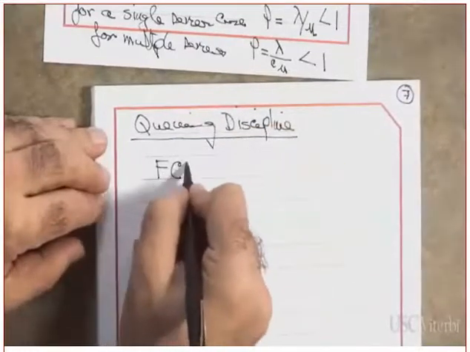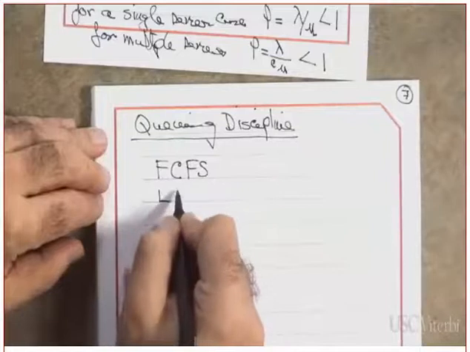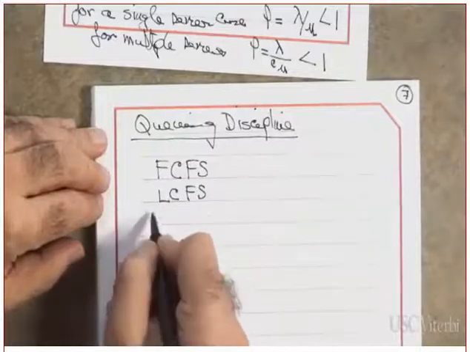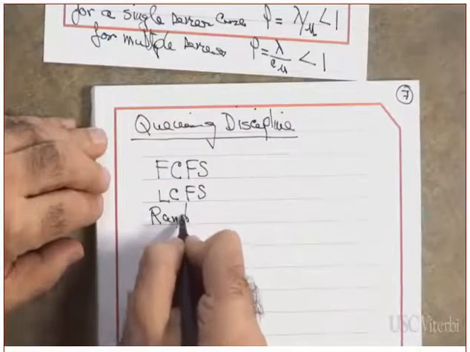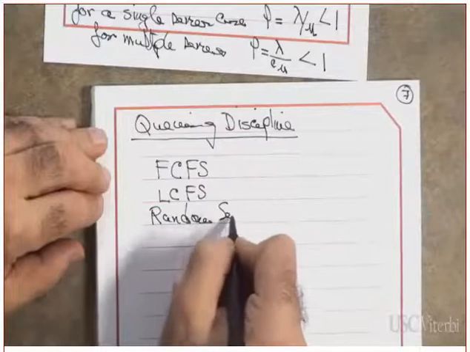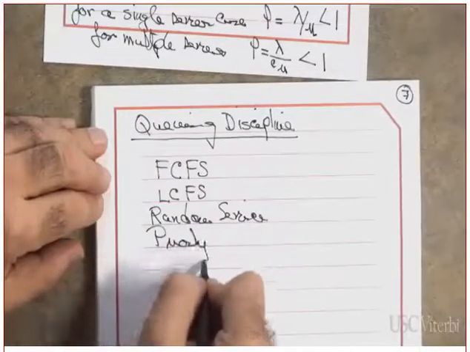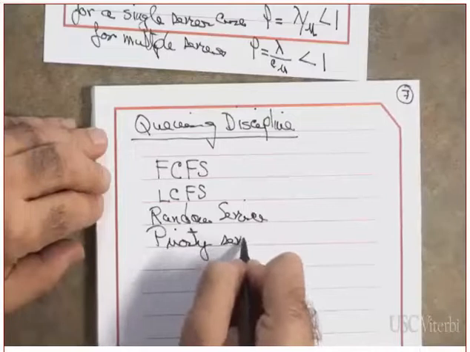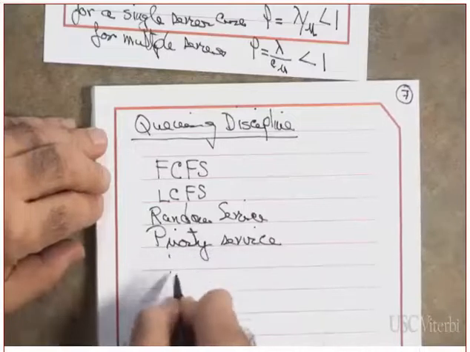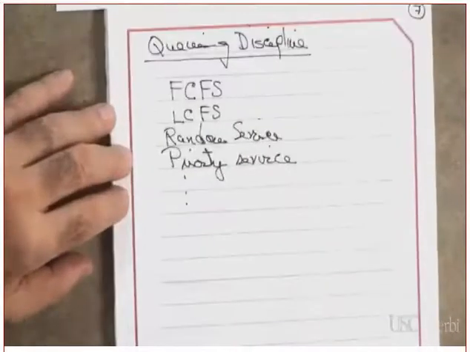First come, first serve. Last come, first serve. Random service. Priority service, and we'll talk about all of them shortly. All types of what? All types of queuing discipline.